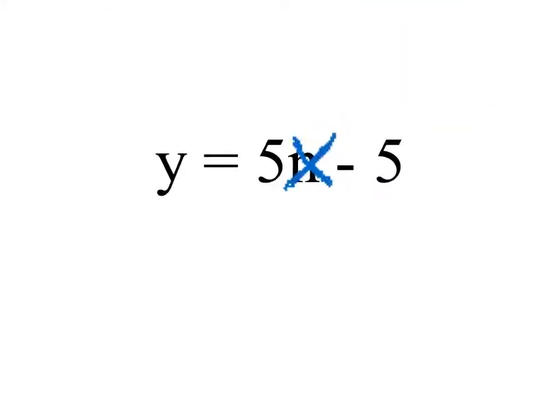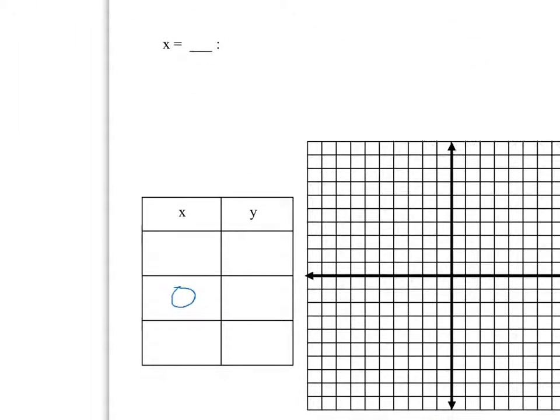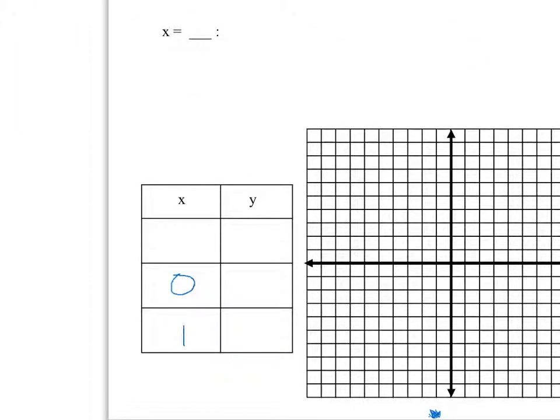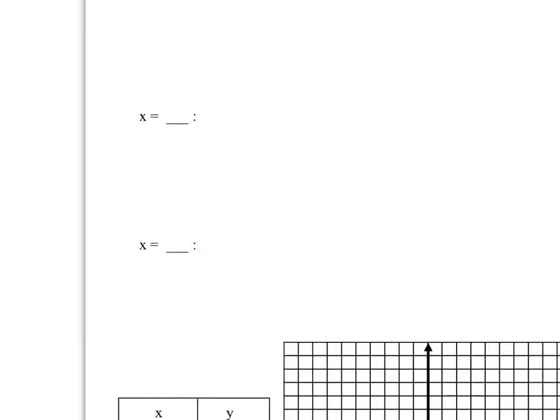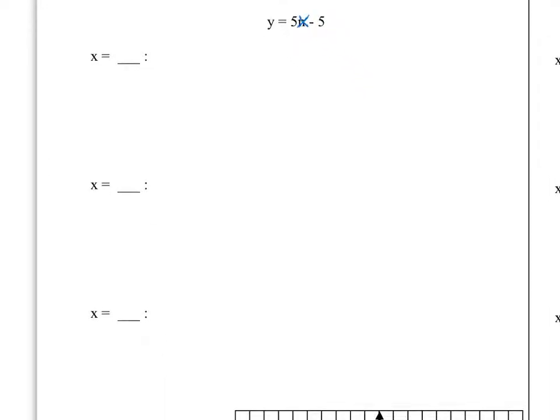If it makes sense to me, I always try to choose 1 and negative 1. And these both make sense because both of those are going to give me an integer value to work with after that multiplication. So I'm going to be using negative 1, 0, and 1.